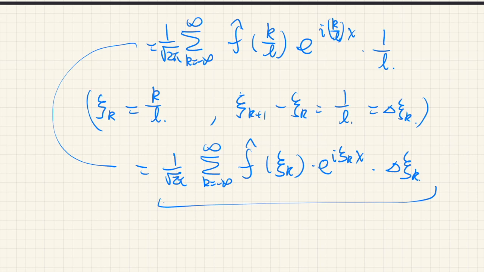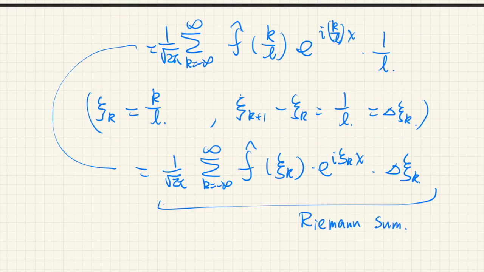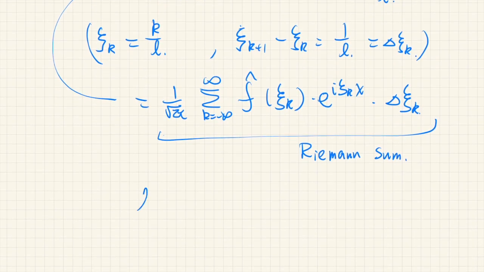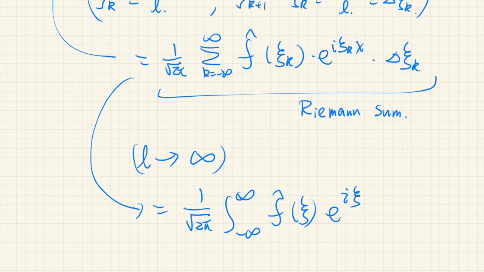Can you recognize any pattern? This is a Riemann sum. So if we take the limit L going to infinity, this sum converges to the Riemann integral from negative infinity to positive infinity of f hat of xi, exponential of i xi x, d xi.